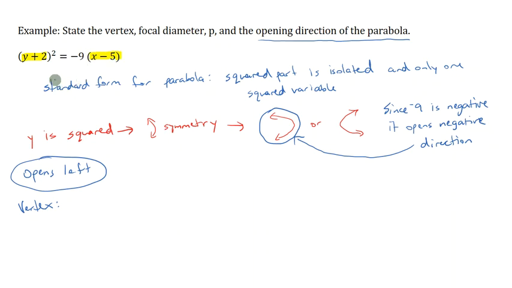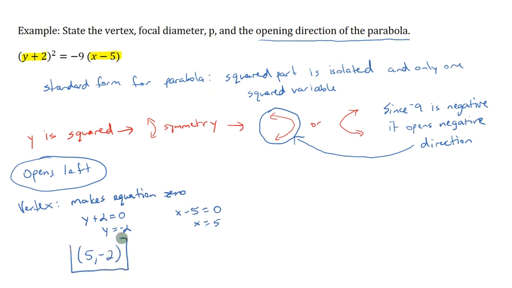The vertex has this interesting property where it makes the whole equation 0. So what we do is we take the y plus 2 and the x minus 5 and figure out what y and x values make those equal 0. If I solve this for y, I get negative 2, and if I solve this for x, I get positive 5. So the vertex is the ordered pair where x is 5 and y is negative 2. So there's our vertex.